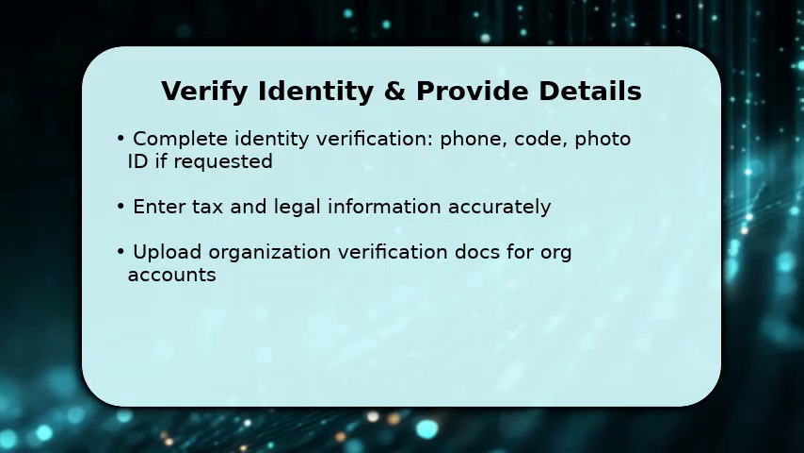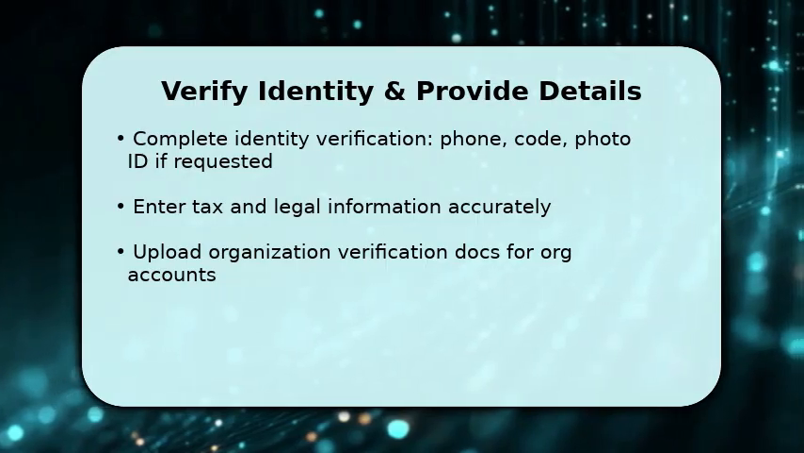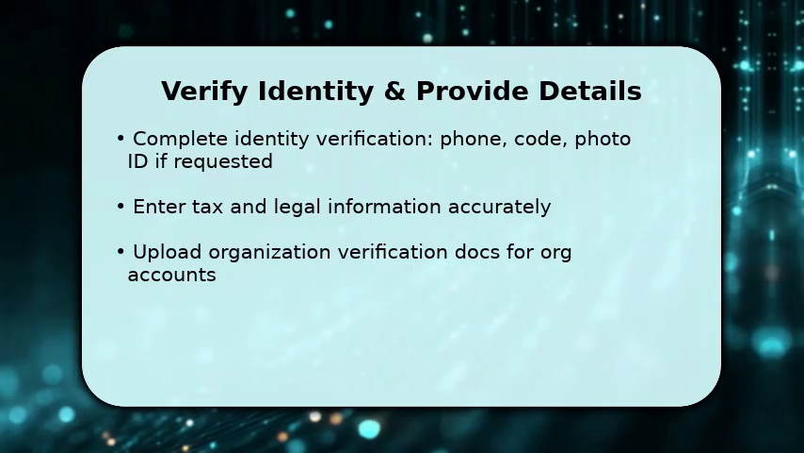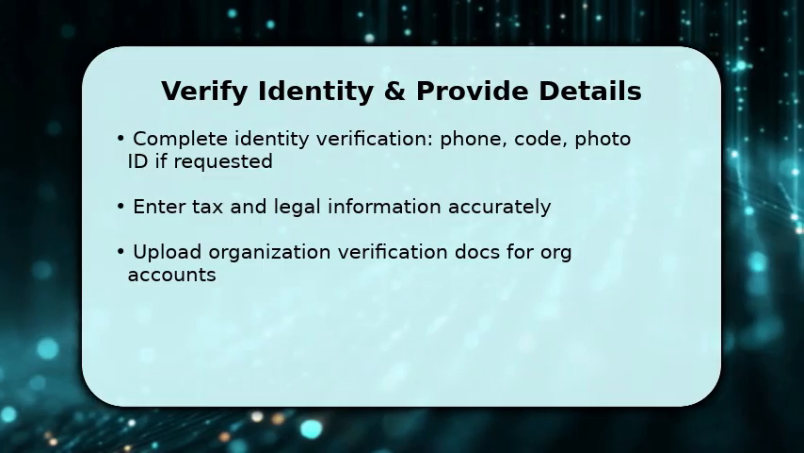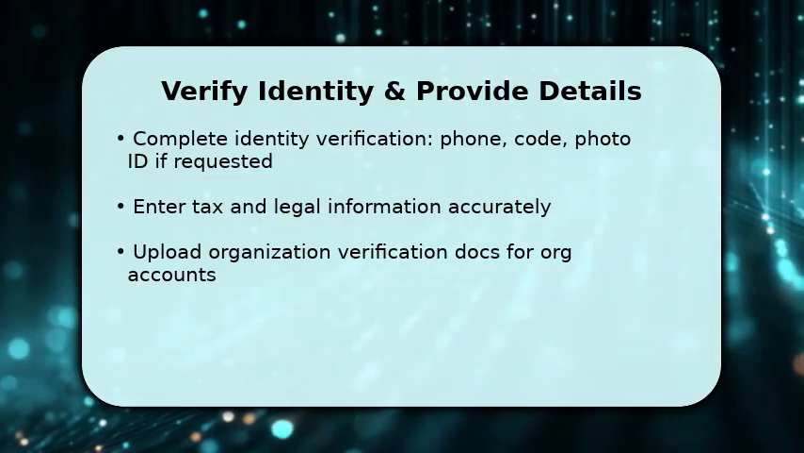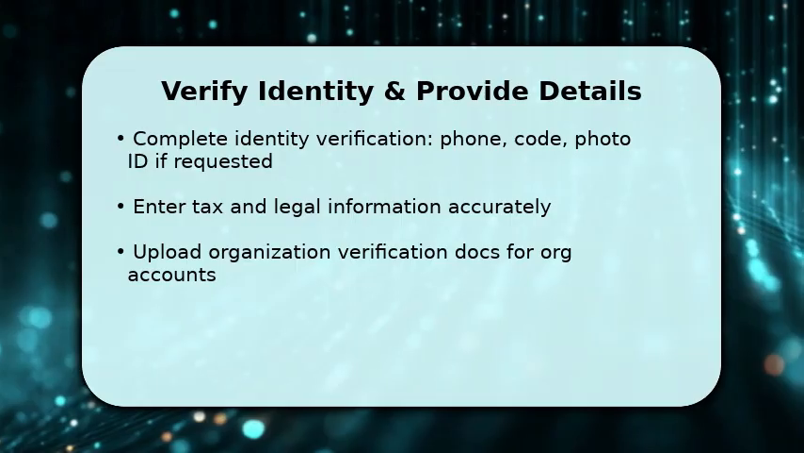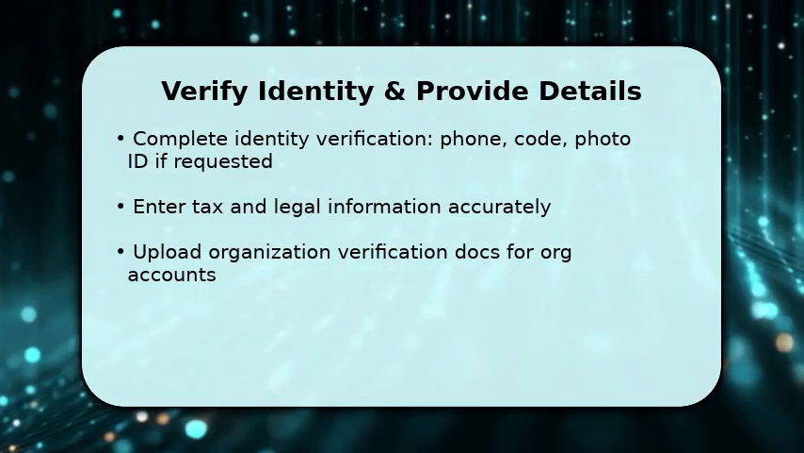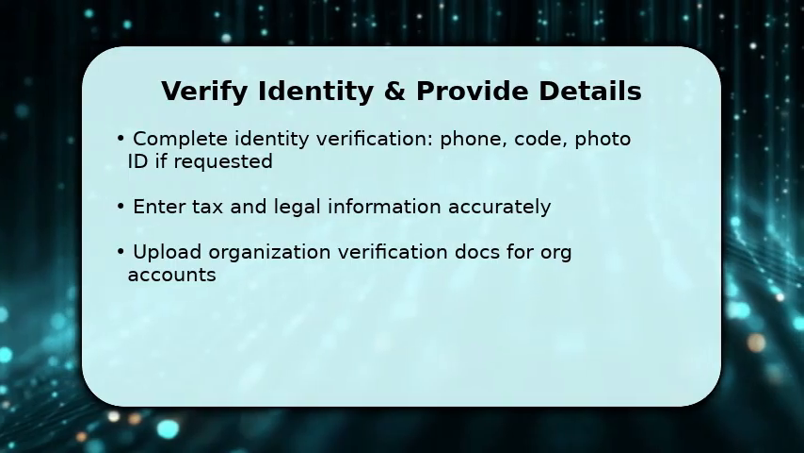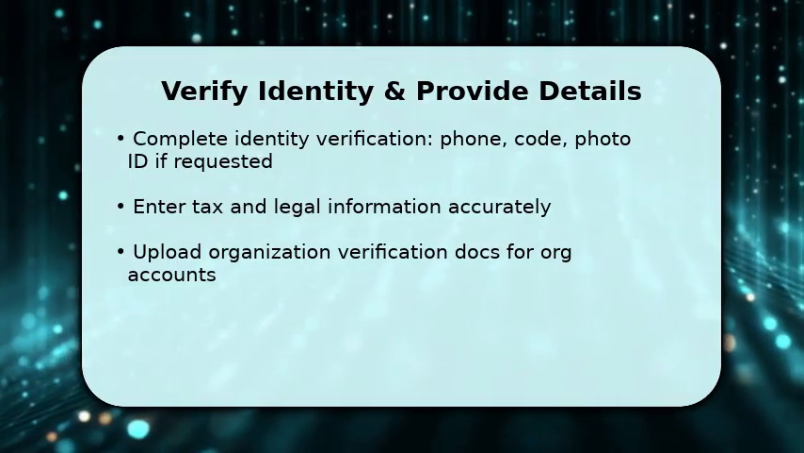First, verify your phone and email with the one-time codes Microsoft sends. Once verified, proceed to identity checks, which may request a photo ID or business documents. Make sure to fill tax details and legal name fields exactly. Mismatches trigger rejection. For organization accounts, upload articles of incorporation or a recent utility bill as proof.